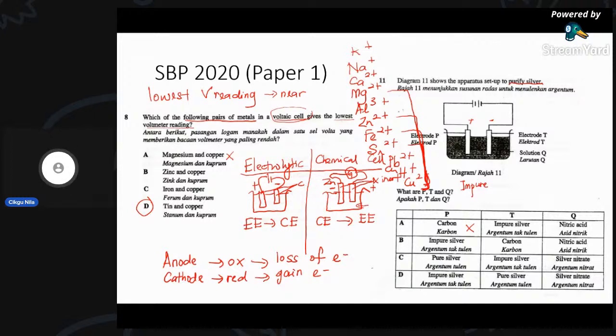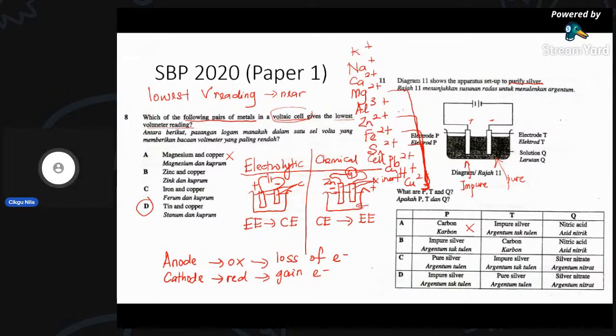So you have to place the impure electrode over here, and you have to put in the pure silver electrode over here. Why do you have to put in the pure electrode at the negative terminal? So that they will gain electrons, and then it will form more pure silver metal surrounding it, and the electrode becomes thicker. So if you look at the options over here, and one more thing is the electrolyte.